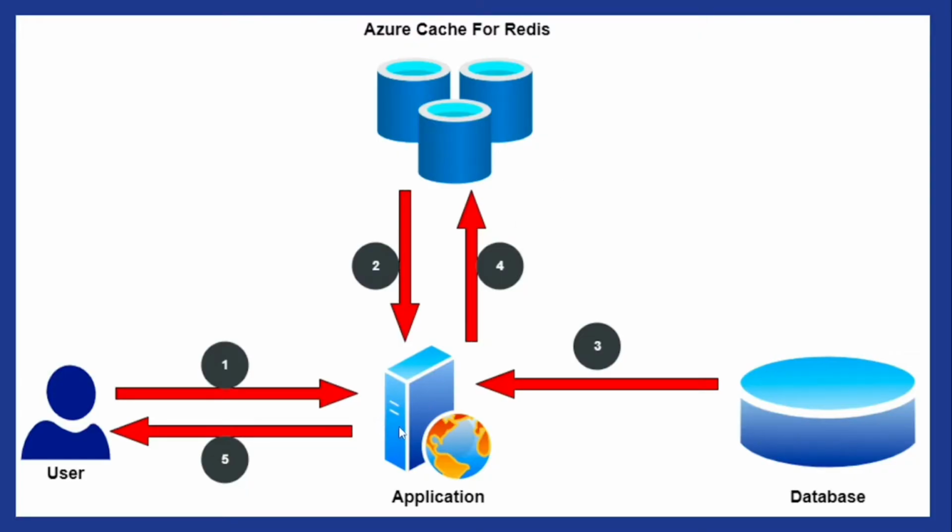So the server application first checks with the Redis cache. If the data exists, then it will fetch the data and directly return it to the user.